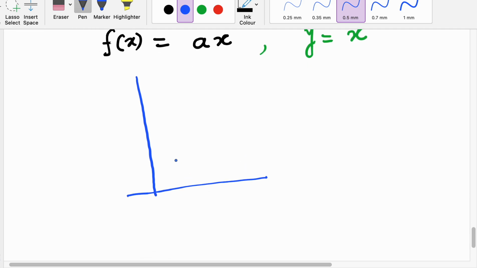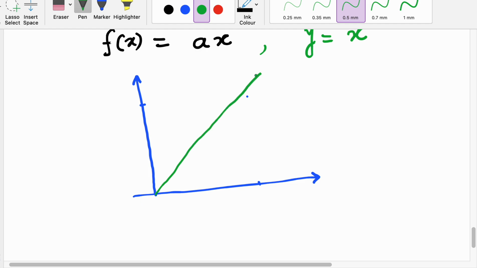First let me see what is the fixed point of this linear map. Suppose this is y equal to x, suppose this is 1 and this is also 1, so this will be the point (1, 1). Suppose this is y equal to x. Now I have to draw f(x) equal to ax.